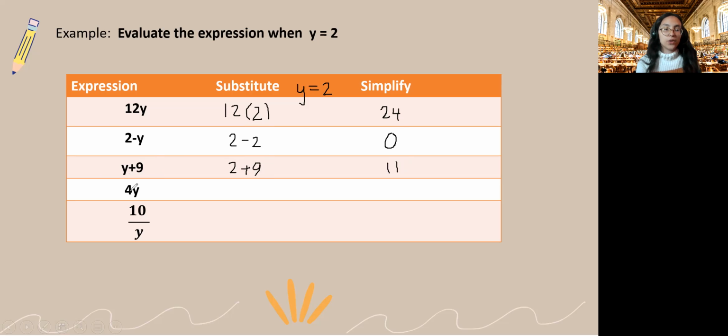For the fourth one, it's 4 times y. So I'm going to write 4 times 2. 4 times 2 gives me 8. And finally, 10 divided by y is my last expression. So I'm going to write 10 divided by 2. 10 divided by 2 gives me 5.